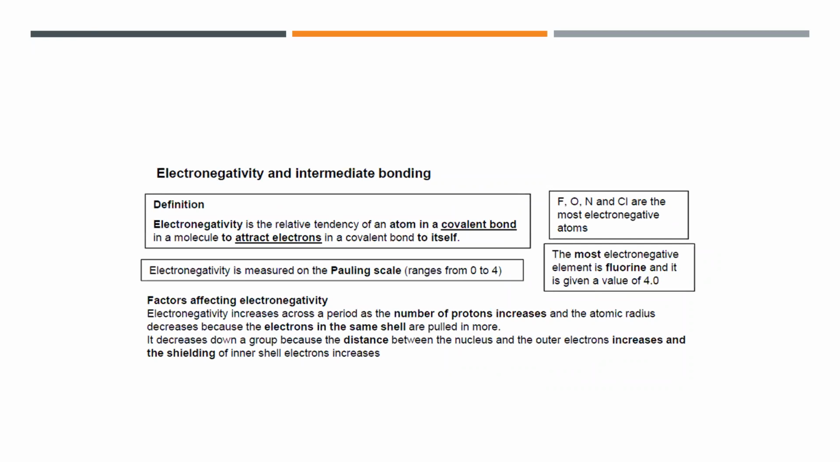Now electronegativity and intermediate bonding. So basically what is electronegativity? Electronegativity is the tendency of an atom to attract the shared pair of electrons. That tendency is known as electronegativity. And as we go down the group, electronegativity decreases.